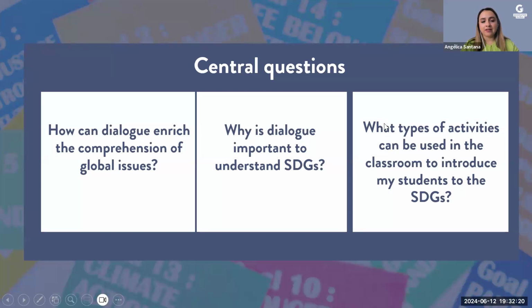Because we know that dialogue is a powerful tool when it comes to reflecting, when it comes to using critical thinking, when it comes to practicing active listening, and of course, when it comes to questioning and challenging one another. And when you're talking about the Sustainable Development Goals, and you are introducing the students to the most important global issues, it is your best ally.